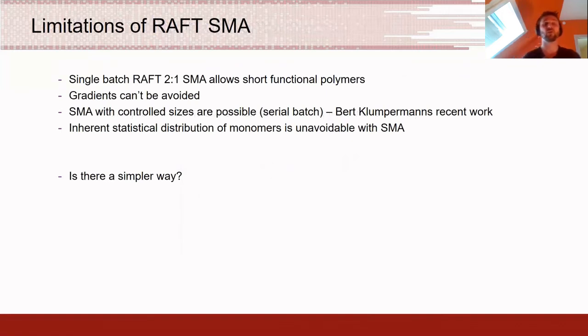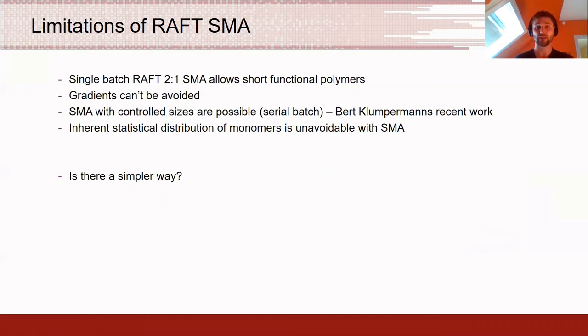By the end of the whole SMA debacle, I had to think about whether RAFT was the right thing to do in terms of actually making good polymers, because I was limited to only being able to make copolymers with a severe gradient. And so with a single batch 2-to-1, you can make short functional polymers that have zero gradient, for sure. But we can't really control the size outside of that range in a single batch copolymerization.